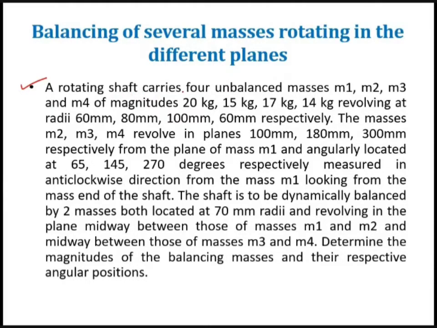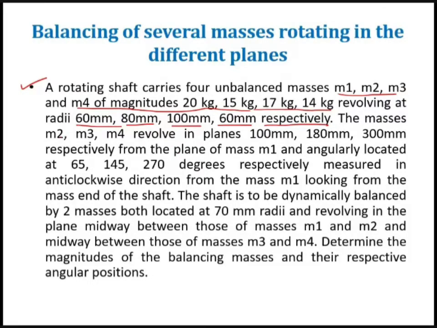A rotating shaft carries 4 unbalanced masses M1, M2, M3 and M4 of magnitudes 20 kg, 15 kg, 17 kg and 14 kg, revolving at radii of rotation, that is the distance from the axis of rotation of the shaft to the center of gravity of the masses, of 60 mm, 80 mm, 100 mm and 60 mm respectively. Okay, so this is given.